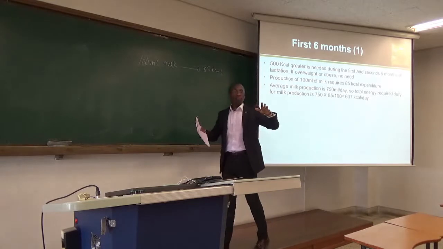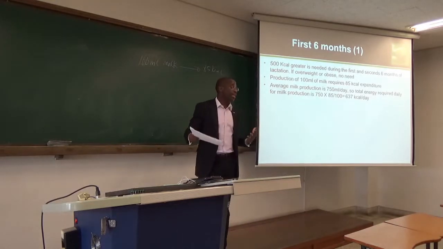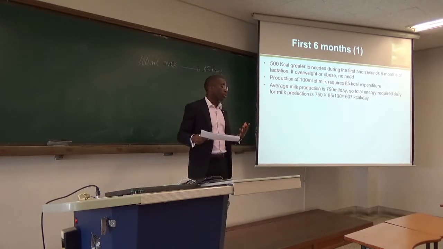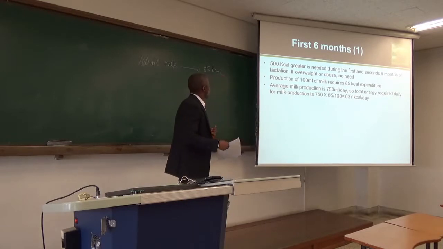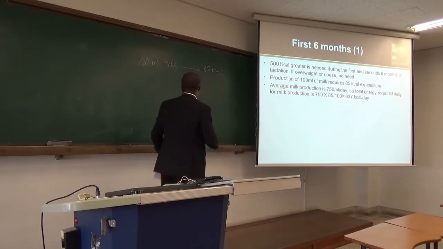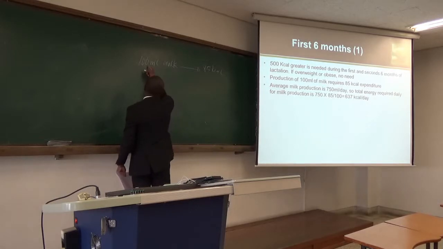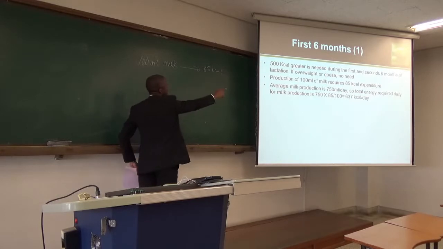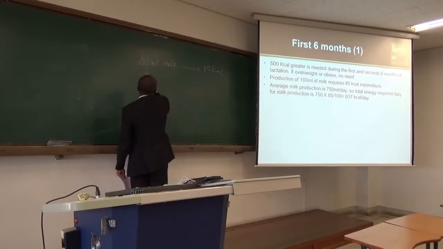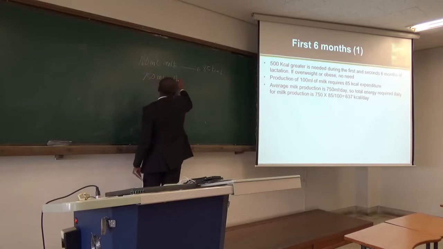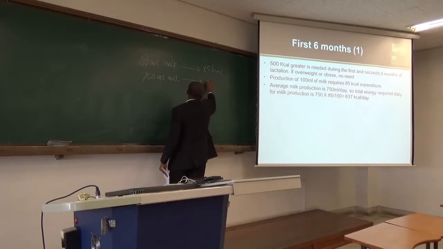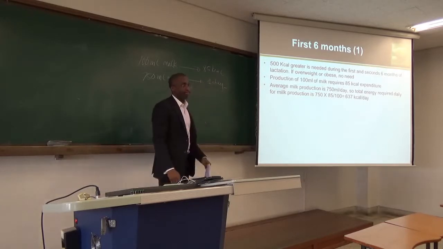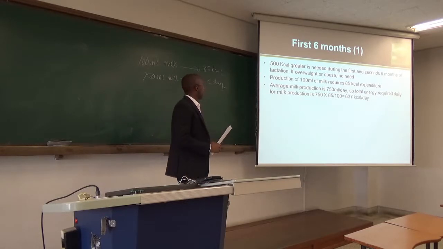Okay? Let's say average. How much milk is she going to be making every day? You follow? Alright. So what does it mean? We have here 100 milliliter of milk, 85 kilocalories that we're losing. But in this case, what do I have? Let's say I have 700 what? Milliliter of milk. Okay? This is for 1 day.